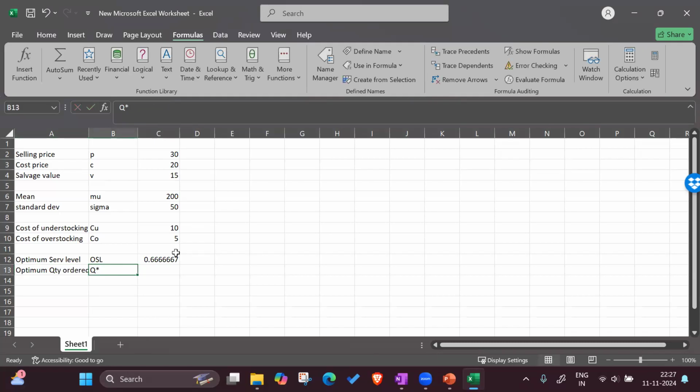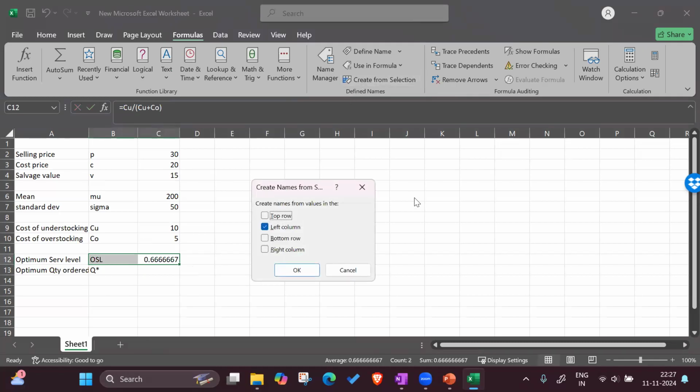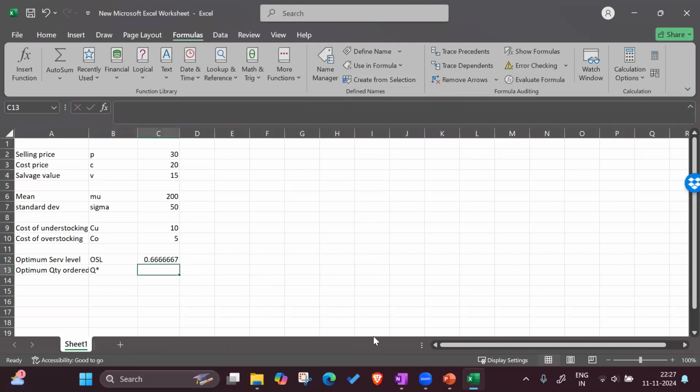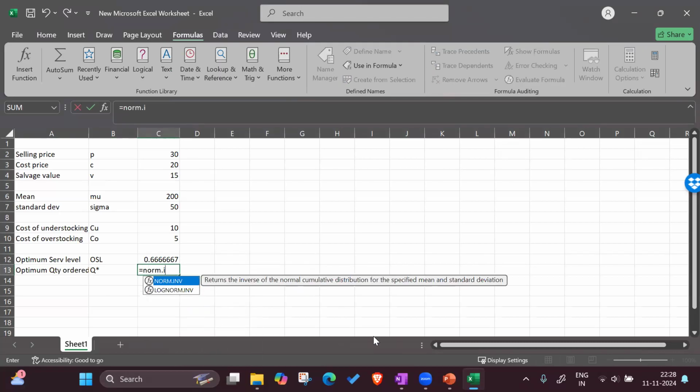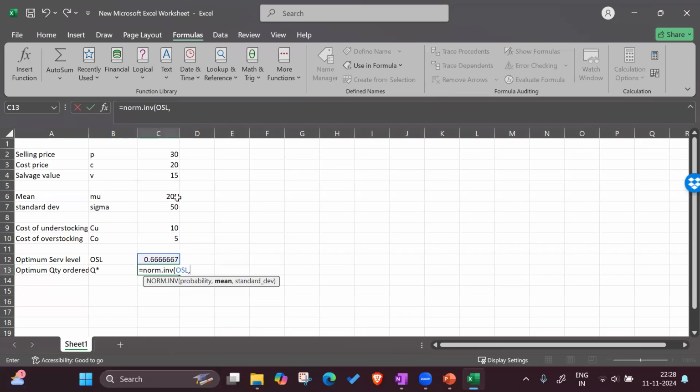The optimum order quantity is always going to be based upon the optimum service level. So this is going to be NORM.INV, always NORM.INV. This optimum service level represents the probability, and the mean and the standard deviation are given over here. If you use NORM.INV with the optimum service level, mean, and standard deviation, you get the optimum order quantity. So this is the 221 that we got.